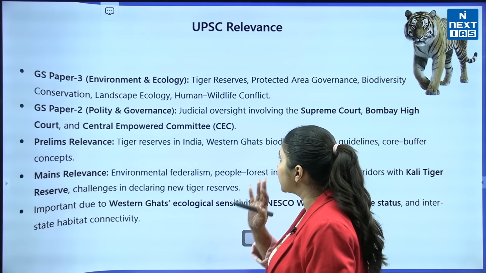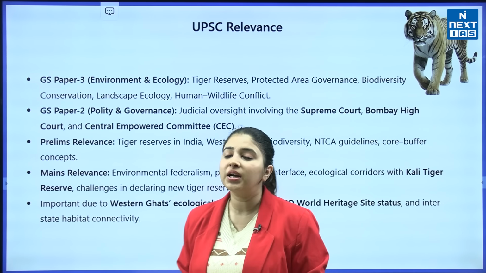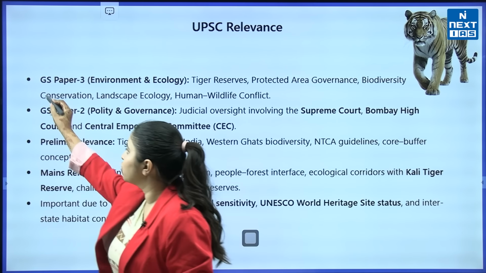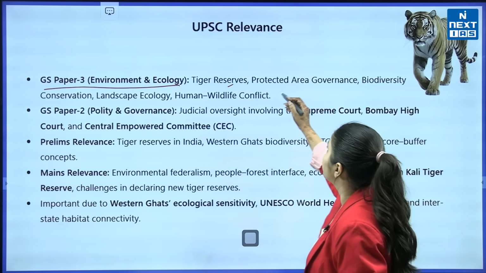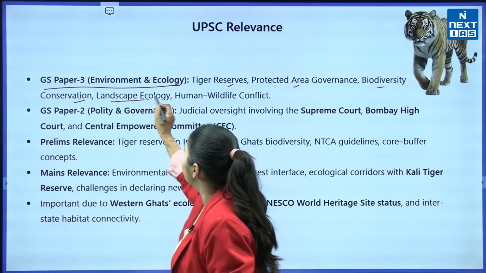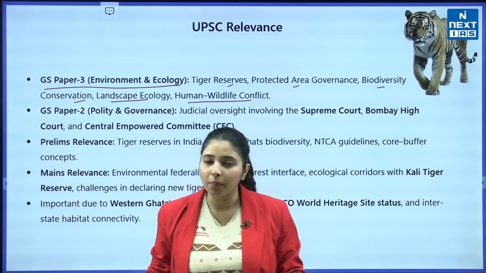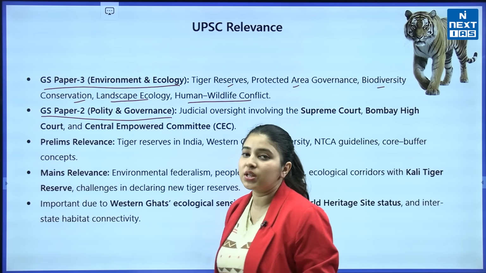Moving forward, first let us understand the UPSC relevance of this topic. Let us understand why this is important for the civil services examination. First of all, this topic is very important for GS Paper 3, which is environment and ecology. So tiger reserves, protected area governance, biodiversity conservation, landscape ecology, human-wildlife conflict, all these topics are covered under this topic, as well as GS Paper 2, which is polity and governance. Also it is again very important.